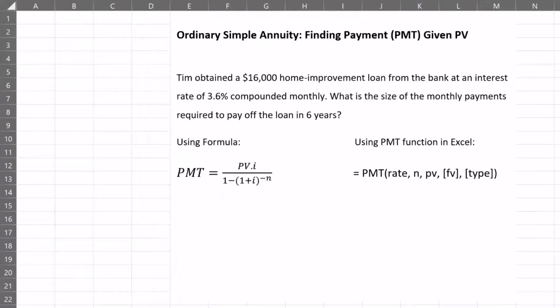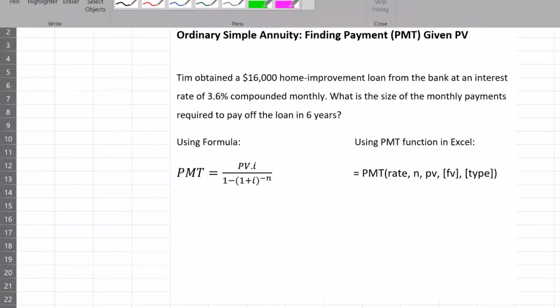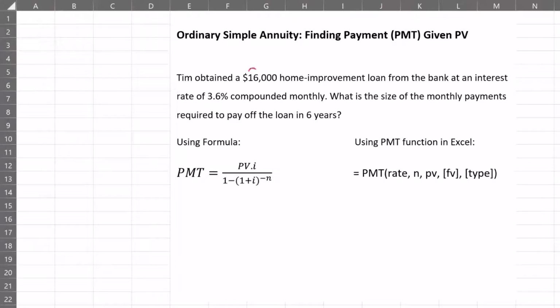Hello everyone. In this video, we will learn how to compute the size of periodic payment for ordinary simple annuities when present value is given. So in this problem, Tim obtained a $16,000 loan today, and therefore that's the present value, and then he is to pay back this amount through monthly payments for the next 6 years.